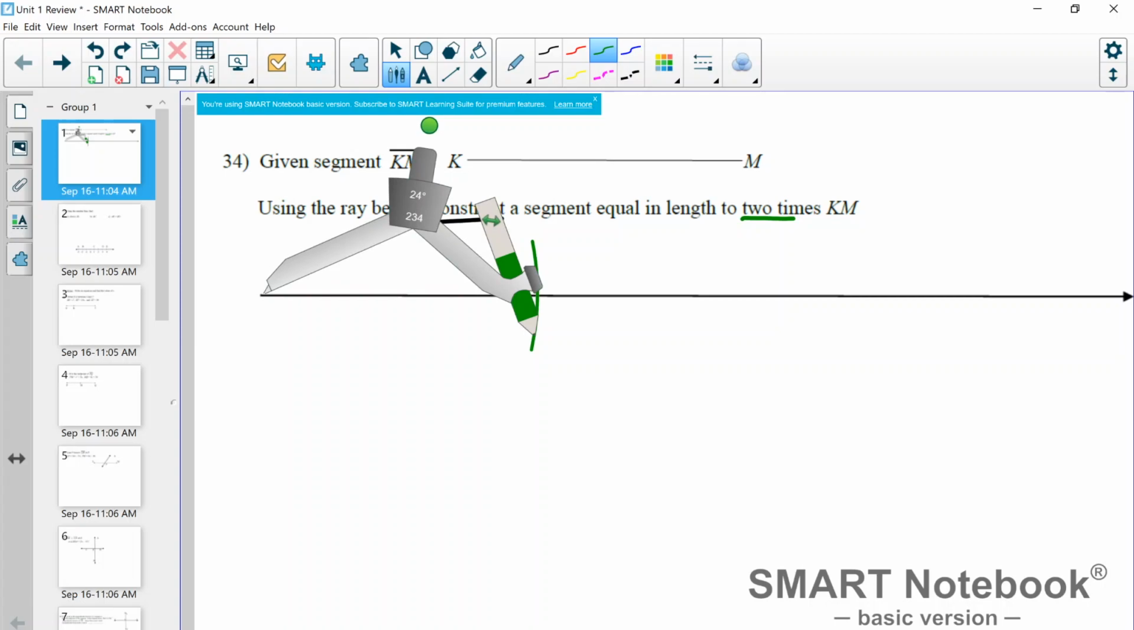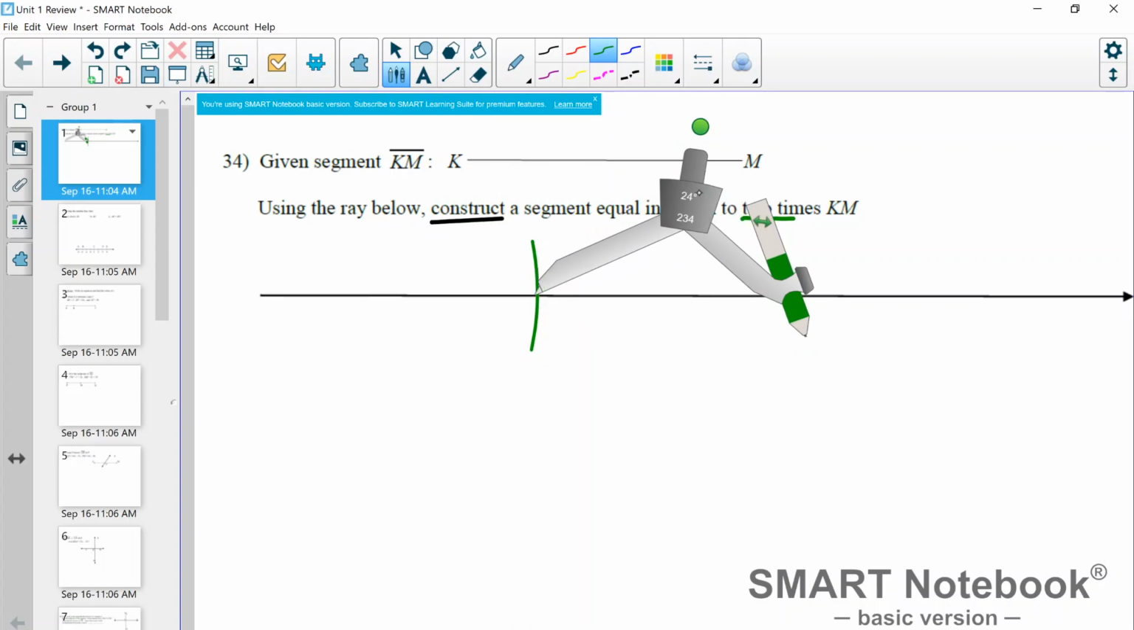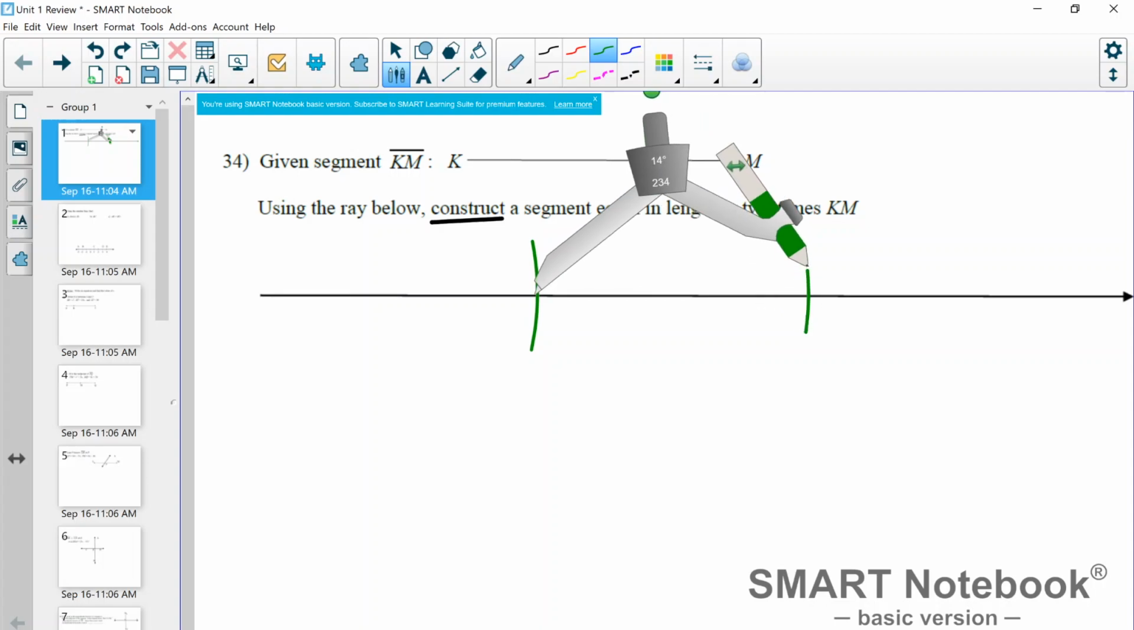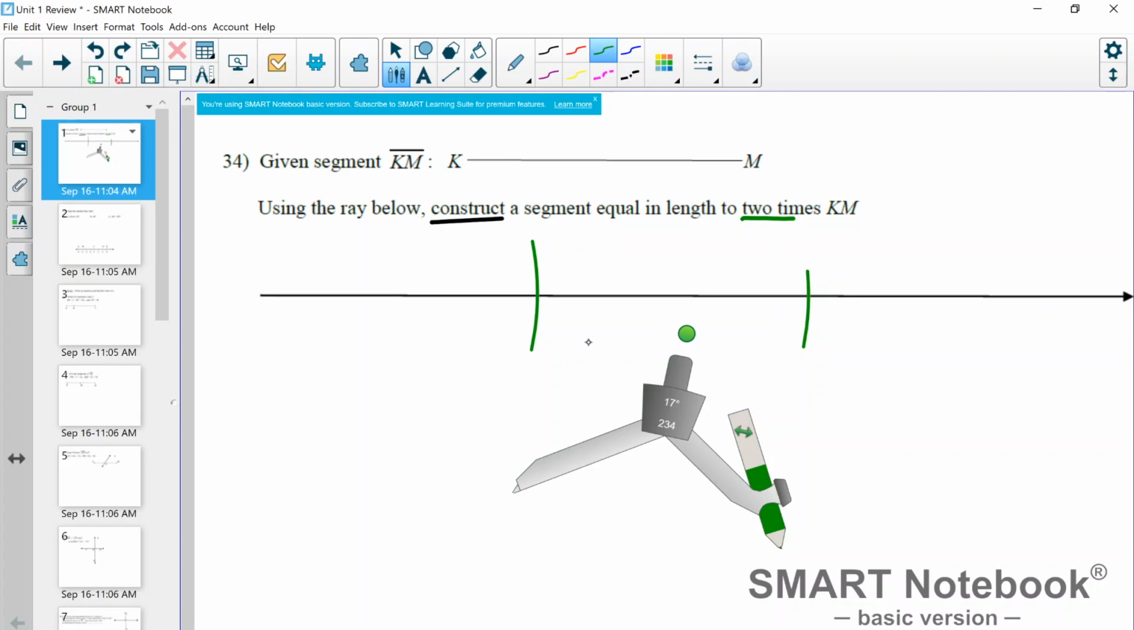So there is 1 segment equal to KM, and then I'll move my bullseye to the intersecting point, and I will create another mark. I have now created a segment equal in length to 2 times KM from here to there.